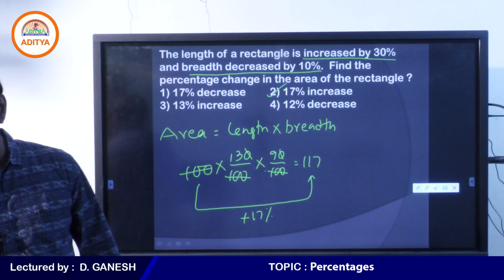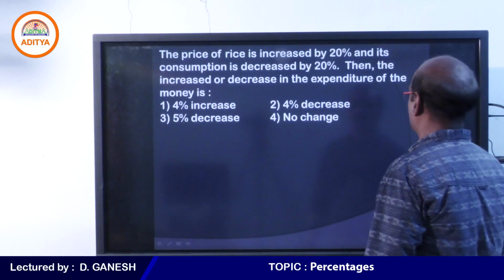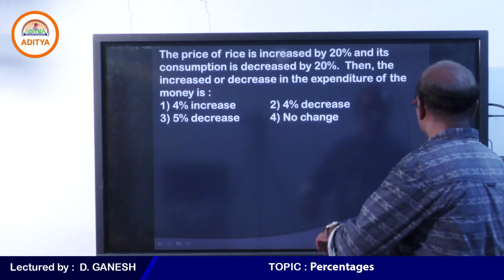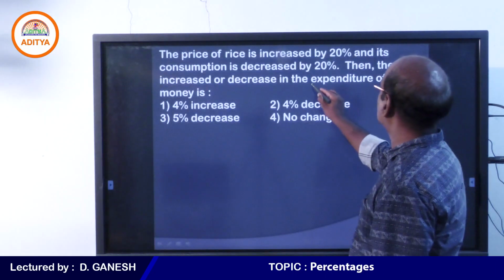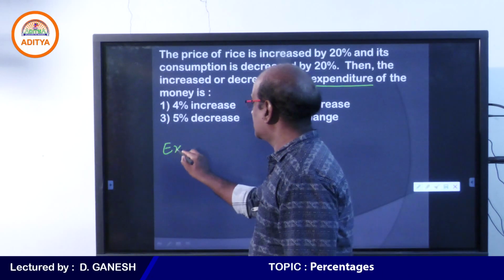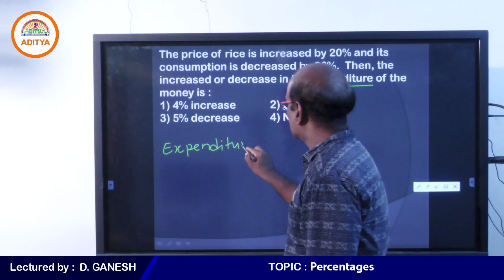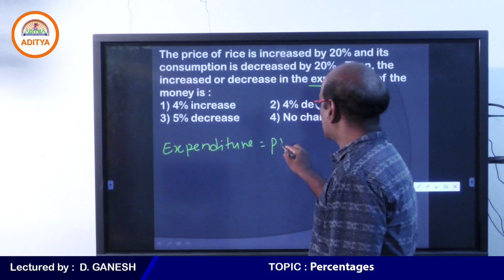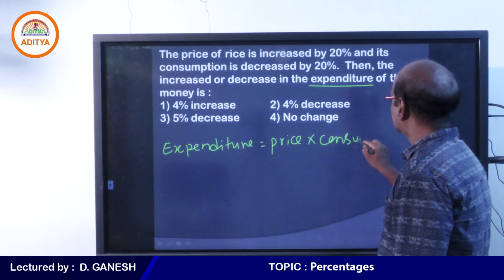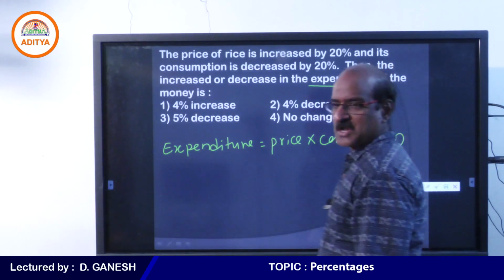I hope you understand this. Now we discuss one more question. I think this time you get it more perfect. Come on, student, do it. Expenditure. Expenditure depends on price and consumption.